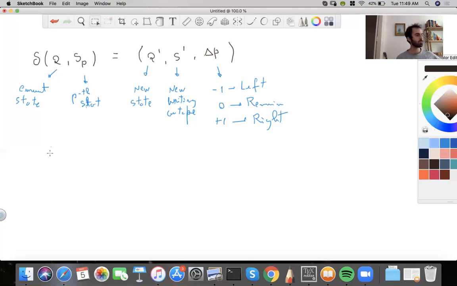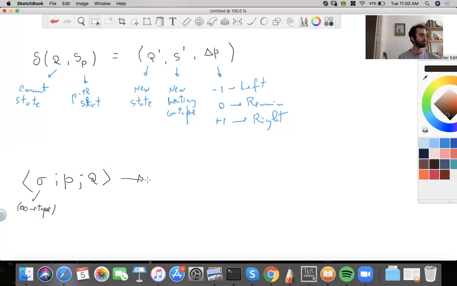So the configuration of the Turing machine starts with sigma, which is what's written on the infinite tape. It starts with a slot P, where the head is on the tape. And it starts with a state. Okay. Then we start to execute the computation. Okay. What does that mean?